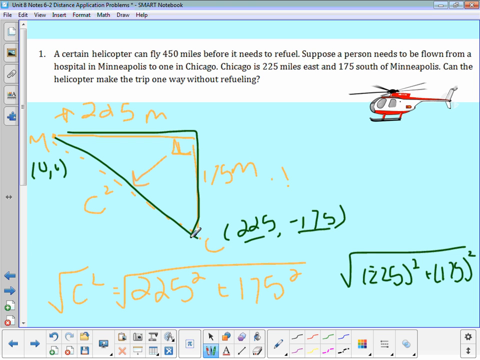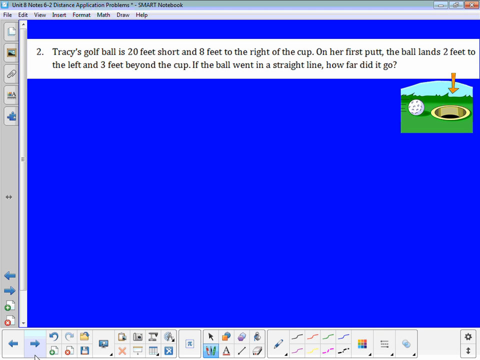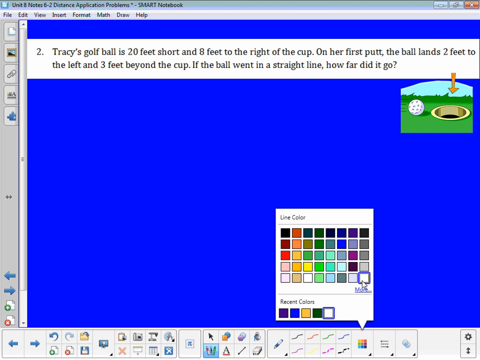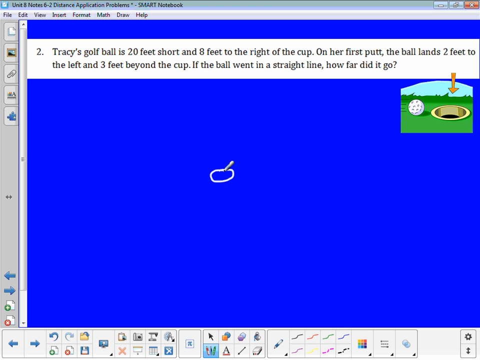So the word problems you're going to be doing on your homework are very, very similar to these. So what I want you to do is be checking with your homework or your note sheet while you do your homework because it'll help you out a lot. So let's take a look at this golf ball. This one does require us to use the distance formula. So here's my golf hole. I'm going to make my golf hole the point 0, 0.